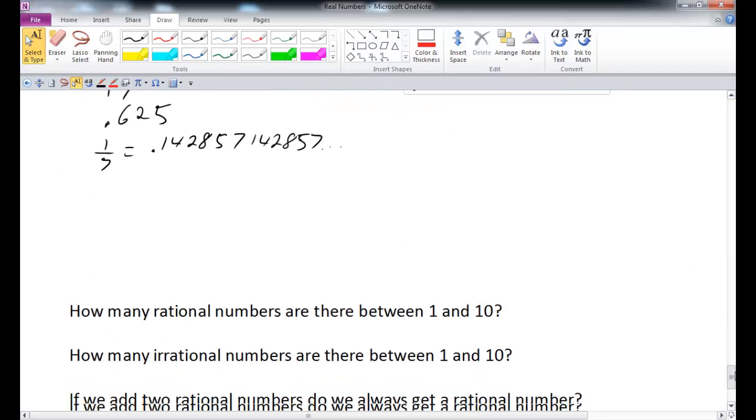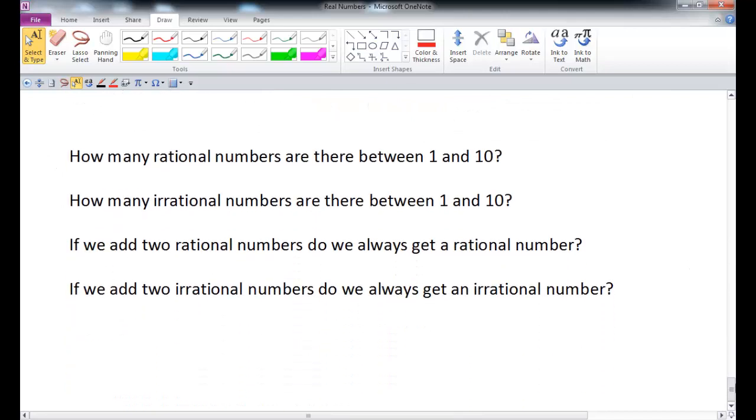Here's a few questions to think about. Just think about them and you can discuss them with your teacher. How many rational numbers are there between 1 and 10? How many irrational numbers are there between 1 and 10? If we add two rational numbers, do we always get a rational number? If we add two irrational numbers, do we always get an irrational number? So think about those, and then your teacher will take them up.